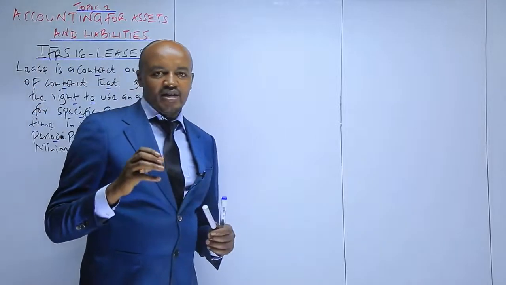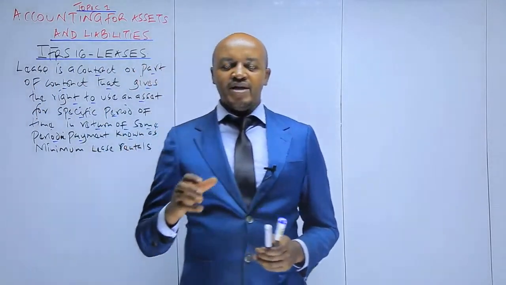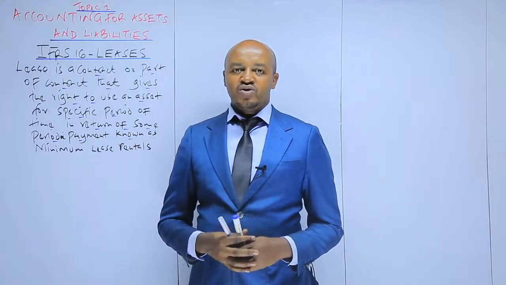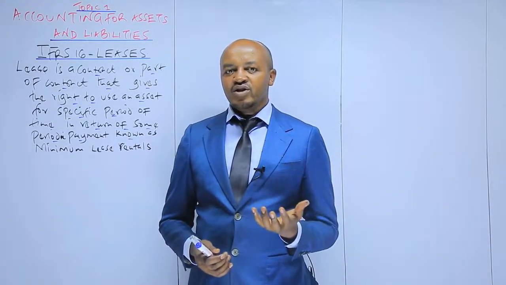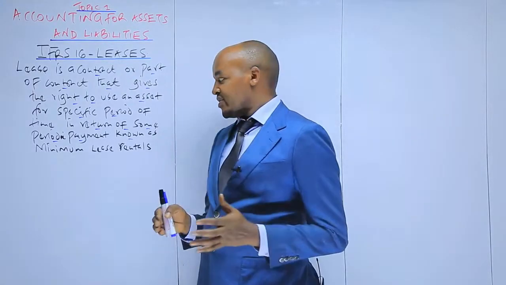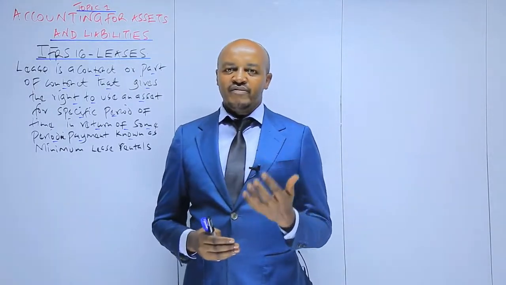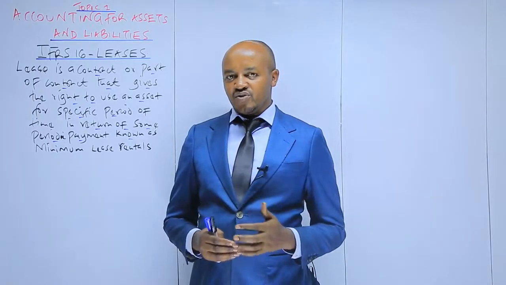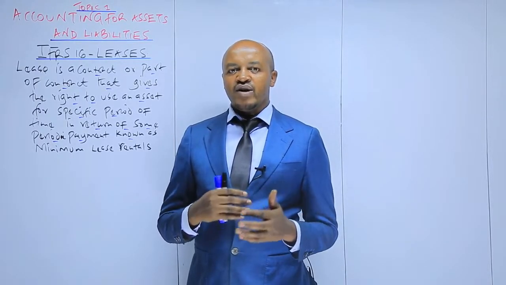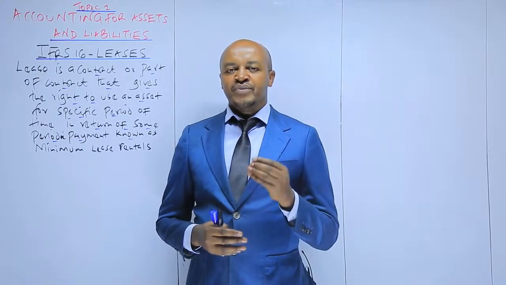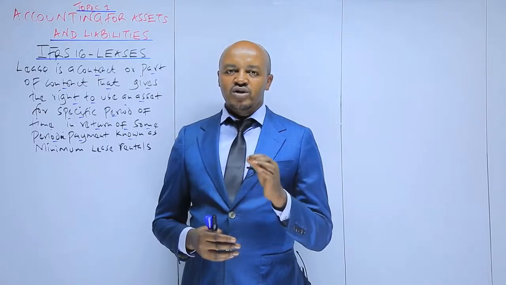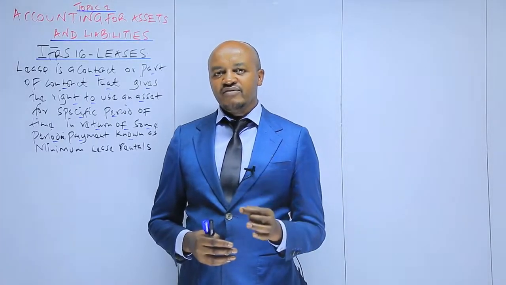So it is that particular contract whereby the owner of the asset gives the right to another person to use an asset for a given period of time in return for some periodical payment. Those periodical payments, we refer to as the minimum lease rentals. In very simple terms, the minimum lease rentals are the rent which is supposed to be paid to the person who has been given the right to use an asset for a specific period of time.